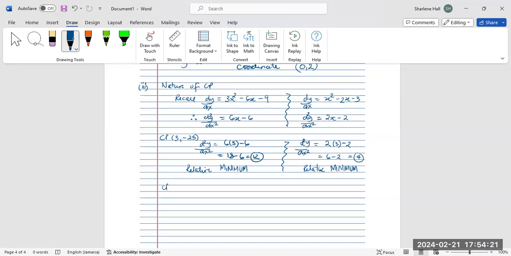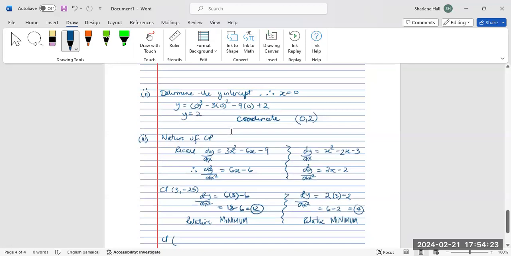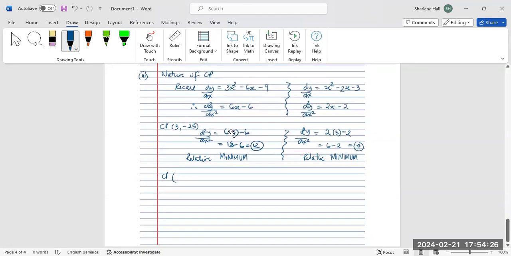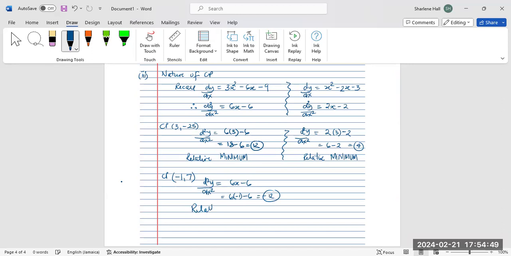And then for the other critical point, what was it? Negative 1 comma 7. Negative 1 comma 7, guys. If you know this, you get a whole heap of marks already on the exam. It's going to be 6x minus 6. It's going to be 6 times negative 1 minus 6, which is equal to negative 12. So it's going to be a relative maximum.